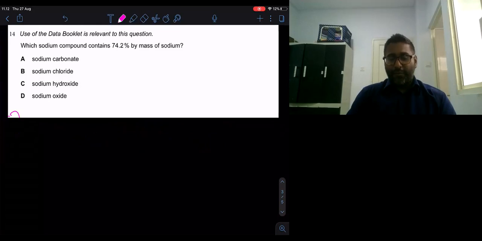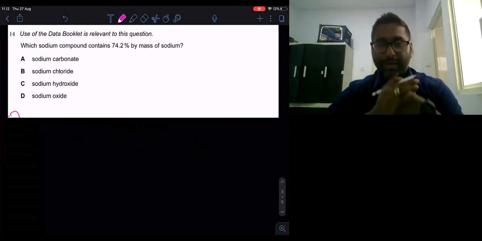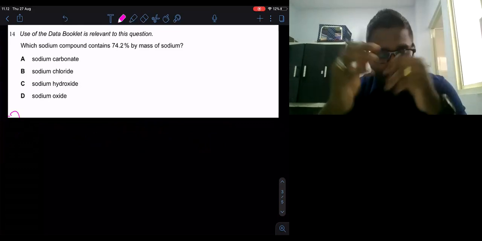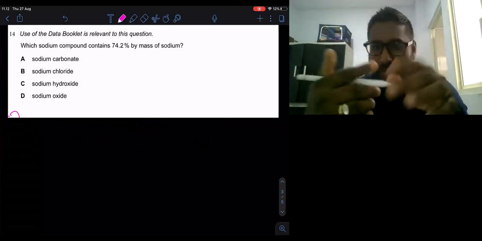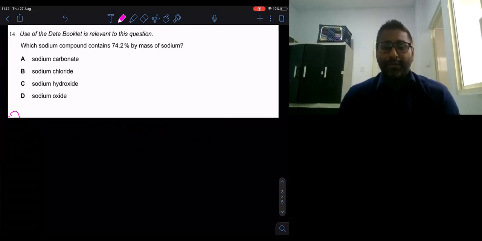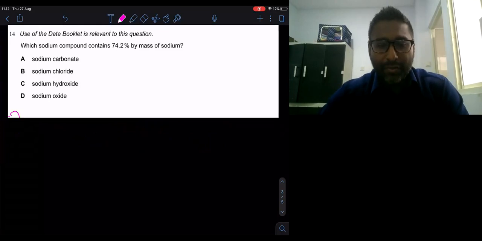This one, there's a lot of ways students can do this, how to find the percentage of mass. Whatever ways that you do, please make sure that you do it as fast as possible. If you take time to do, then you need to change your method. So please take note of this.